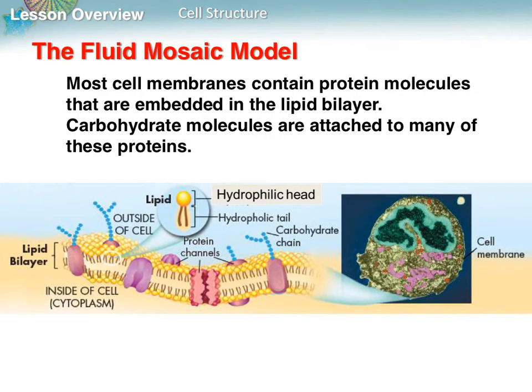In addition to this lipid bilayer, or these two layers of lipids, most cell membranes will contain protein molecules embedded in the lipid bilayer, and we see them here and here and here. And they also contain carbohydrate molecules that are attached to many of these proteins, and we see those here and here. Those are carbohydrate molecules.